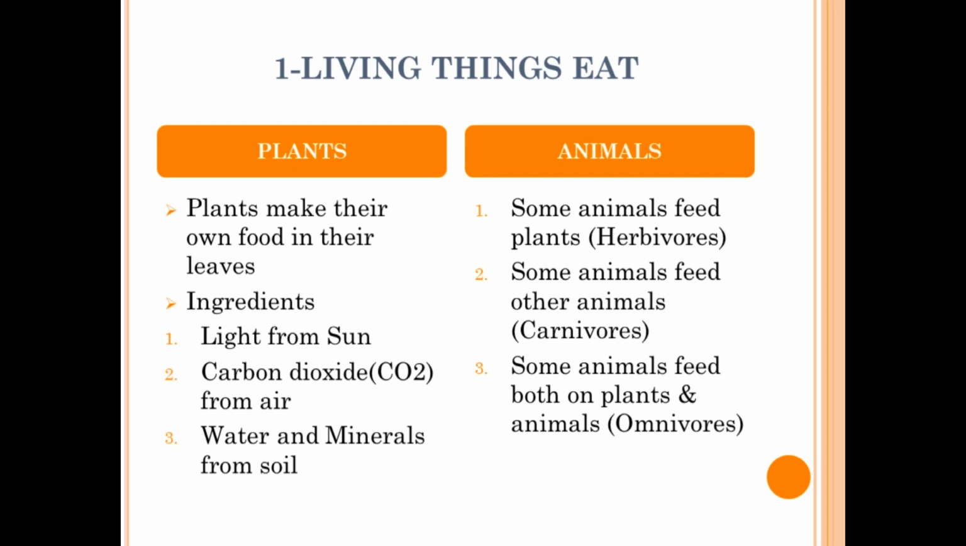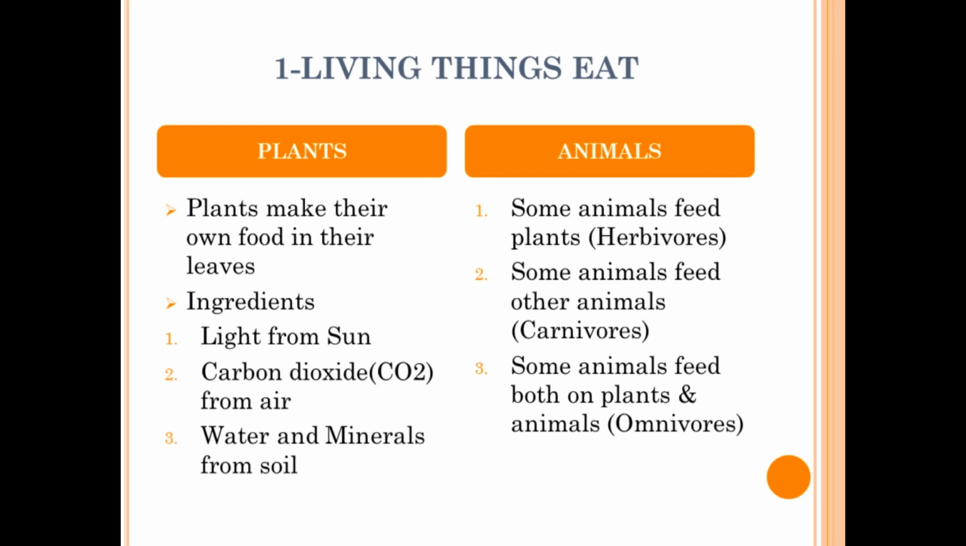Plants make their own food by absorbing water and minerals from the soil. They also absorb carbon dioxide from air, and in the presence of sunlight, a chemical reaction takes place by which they prepare their food, and they use it to grow and to stay alive.